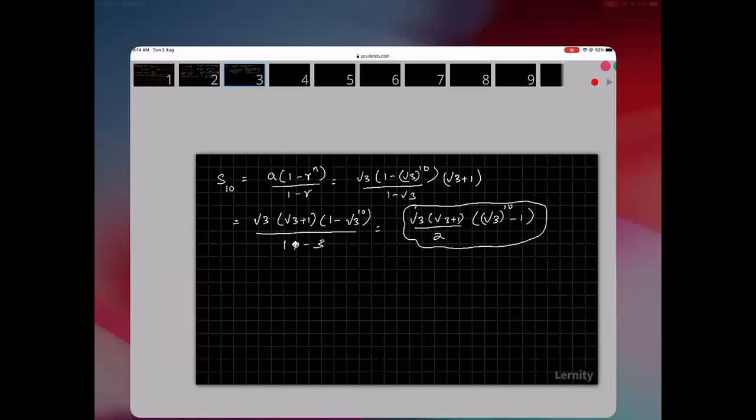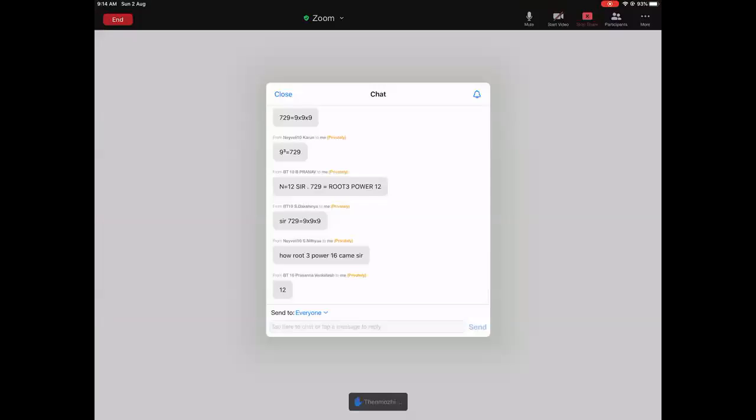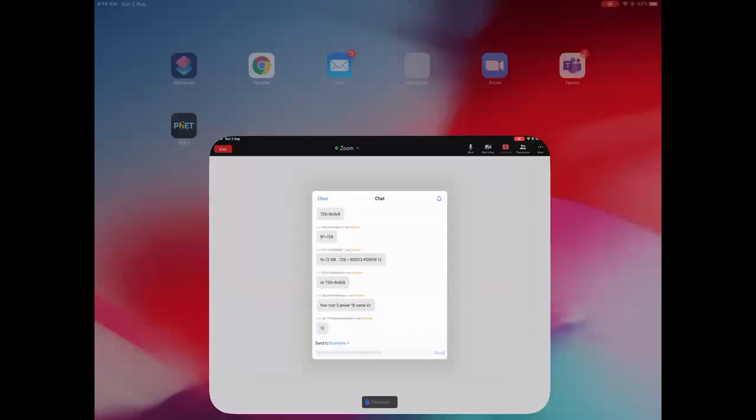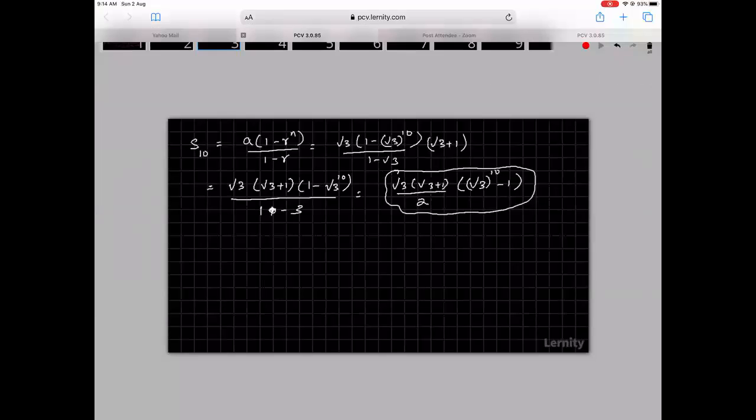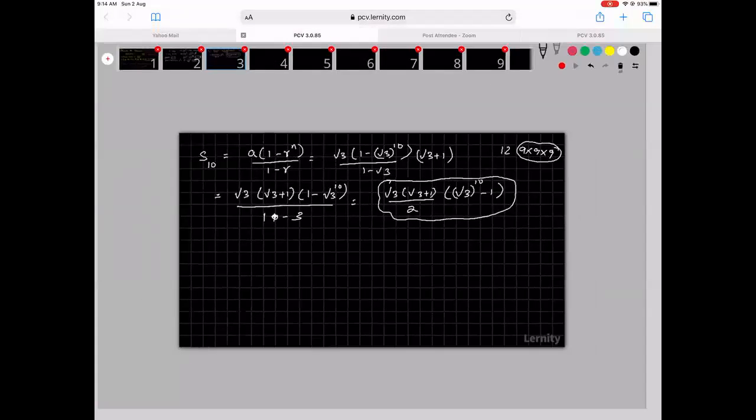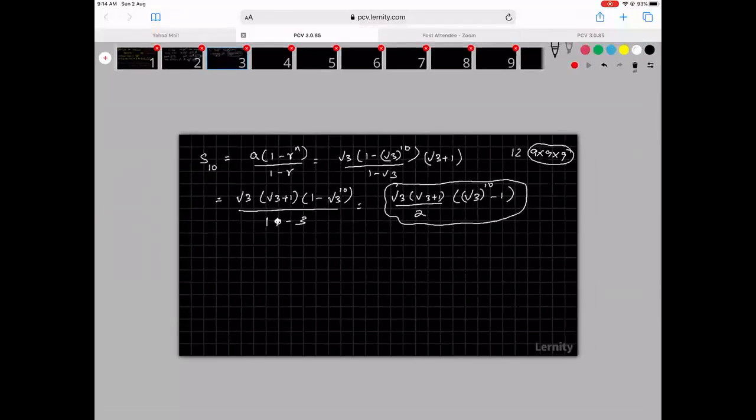Yes, I made a mistake. It will come only 9, so it will come only 12. So it is 9 into 9 into 9. I put one extra 9 in it. Okay, so if this is understood, please look at the second question.